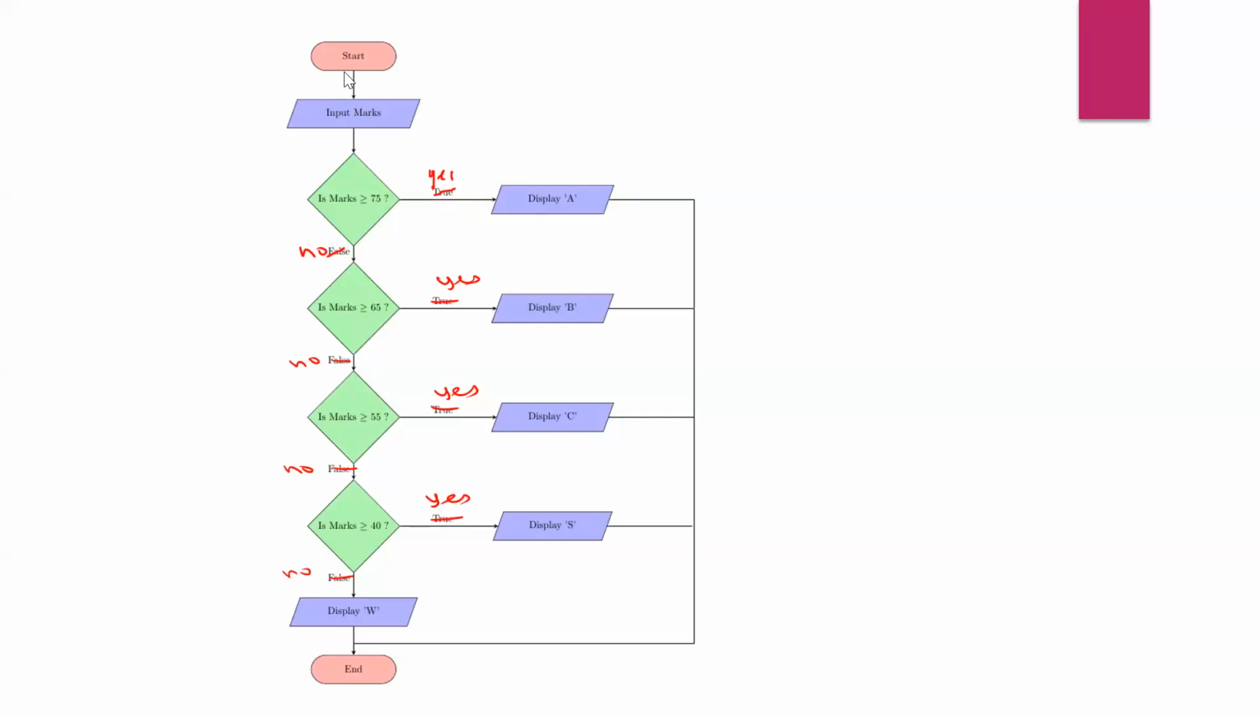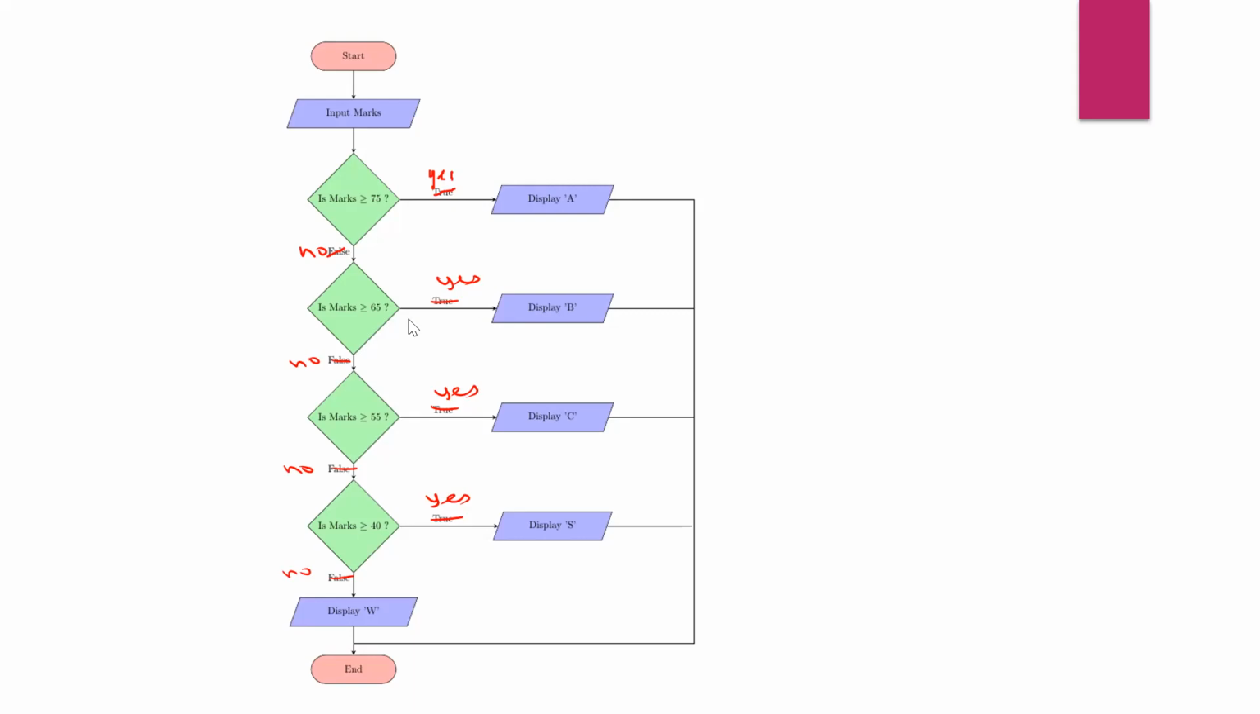Let me explain this, like the previous one. We take the input marks. First we ask whether marks is greater than or equal to 75. If yes, then we know it should be A, and you come out from there. Let's say marks is 70. In that case you come from here to the next condition, checking whether marks is greater than or equal to 65. Yes, it displays B.